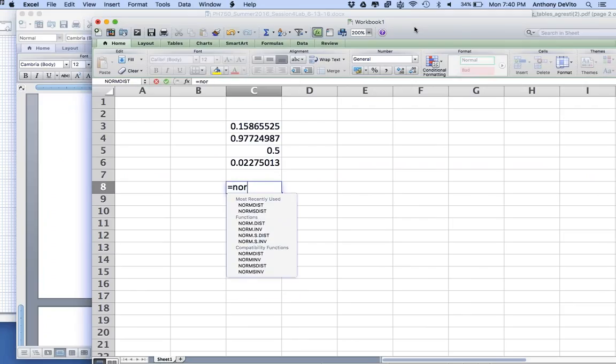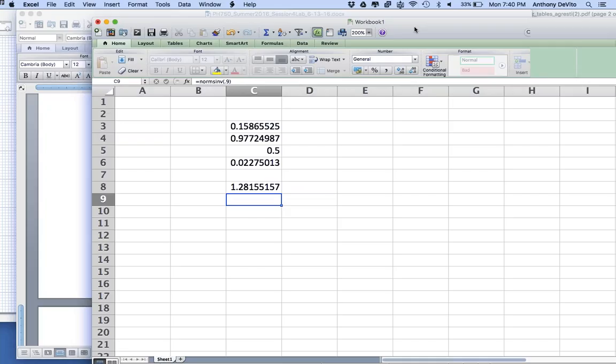Like, for instance, the problem that we just solved with the area. Equals, this time I'm going to say NORM.S.INV, parentheses. Now, in this case, it's asking me for the probability. So if I know what the probability is, let's see what it'll give me. Remember, we're looking at this problem where we want to know the top 10%? Well, the area to the left of that would be 90%. So I'm going to put in 0.9. And let's see what it returns. It returns the z-score for me, right?